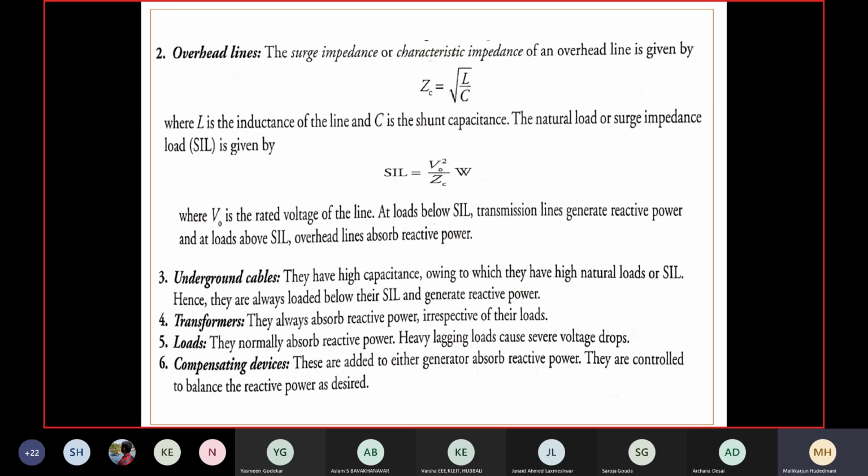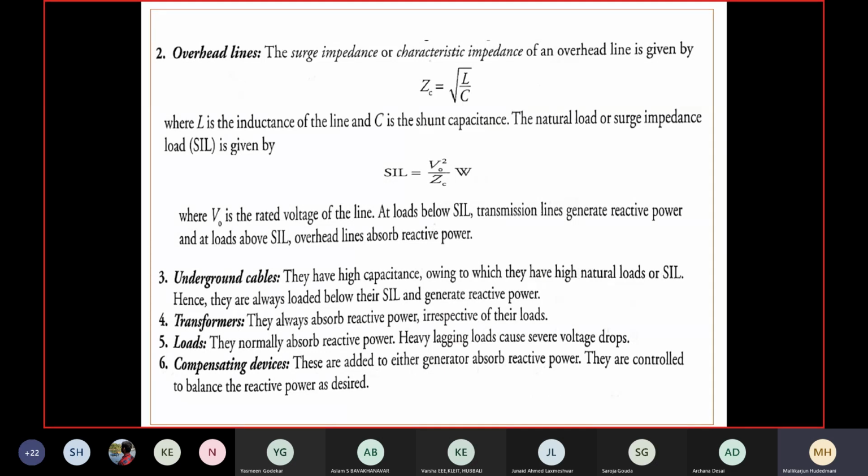Then we have the transformer. As the name says, transformer is highly inductive in concept by the principle itself, incorporating inductive elements and core. So definitely it absorbs reactive power irrespective of the load it is delivering. So transformers in a system always absorb reactive power. I square X can be one of the general equations we can write. Similarly, loads normally absorb reactive power depending upon the type of the load. If the load is inductive, it should absorb.